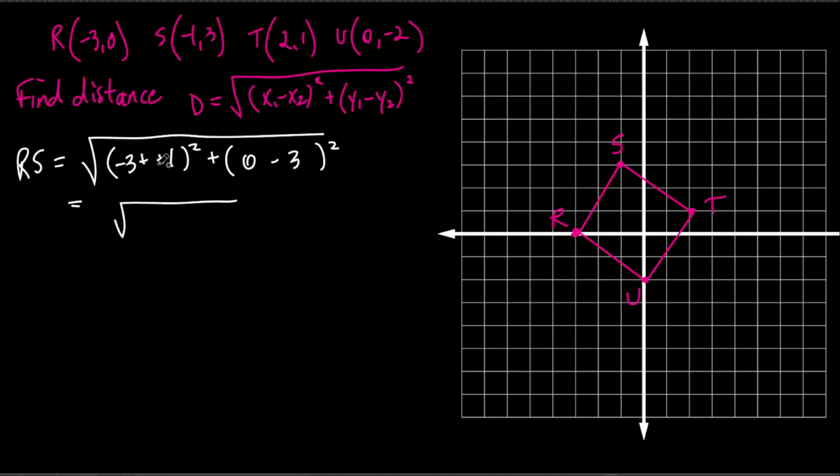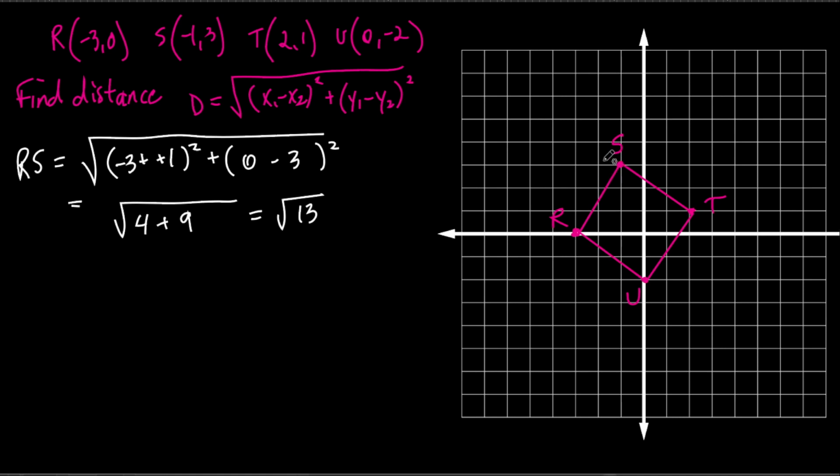What if you square -2? What do you get? You get a 4, right? -2 times -2 is 4. So that stuff right there is a 4. Plus, what about this? What's 0 minus 3? It's just -3. What if you square a -3? It's -3 times -3. What is -3 times -3? It's positive 9, correct? Okay, add these up. What do you get? 13. Put it under a square root, and that's how long this RS is.